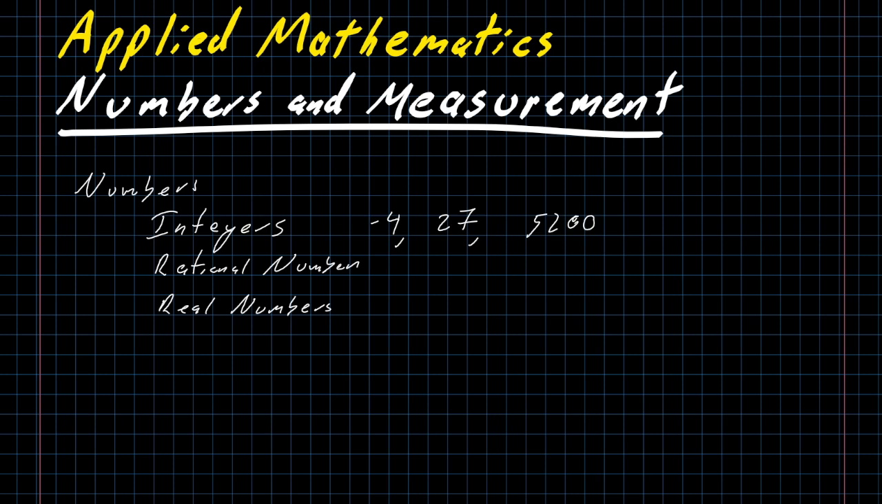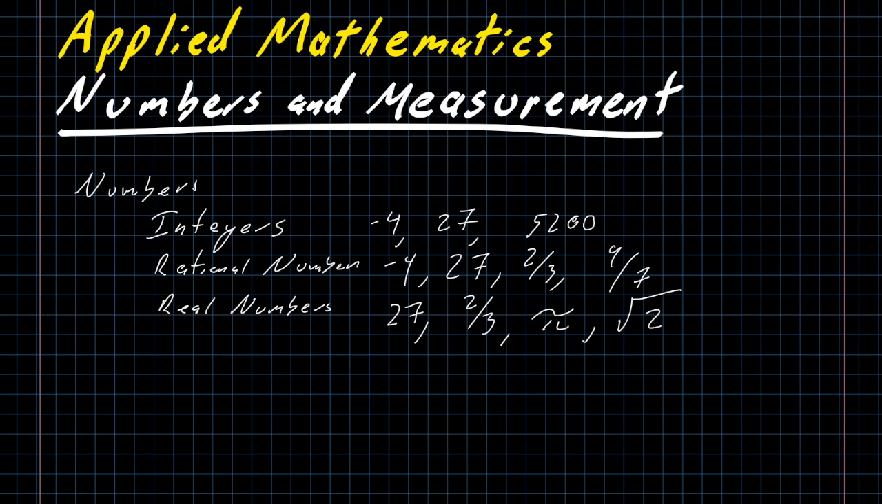Rational numbers are things that can be written as fractions, which includes things like -4 or 27, right? 4 over 1 is a fraction, 27 over 1 is a fraction, but also includes things like 2/3 and 9/7. The real numbers include all of the integers, things like 27, all of the fractions, things like 2/3, and then all of the other stuff that tends to show up, right? Things like pi, or the square root of 2, all these weird things that we would rather not deal with.